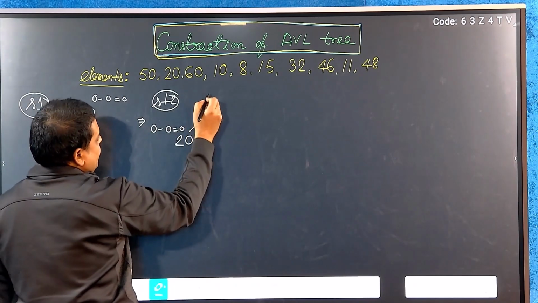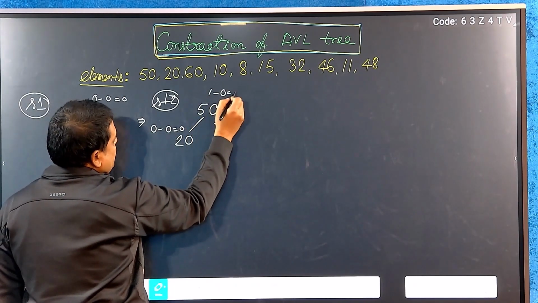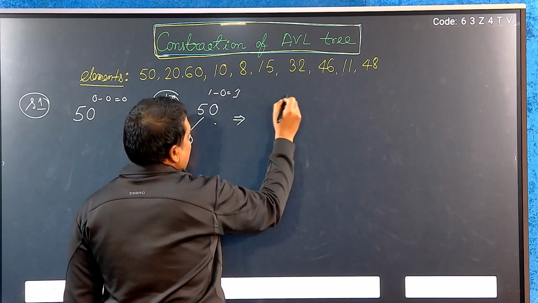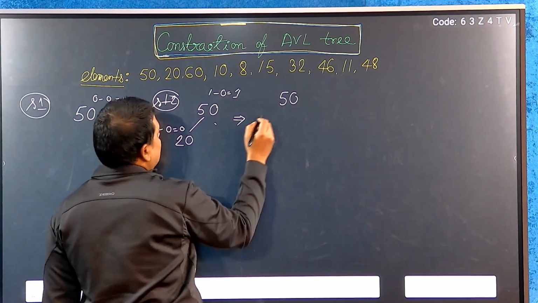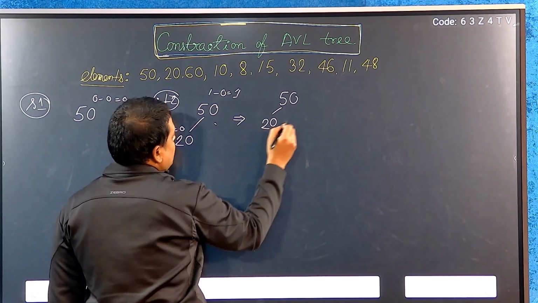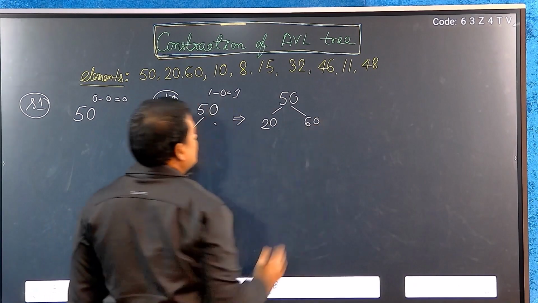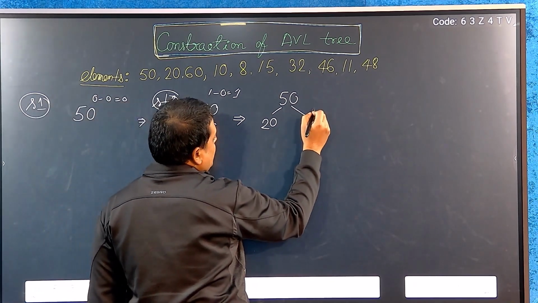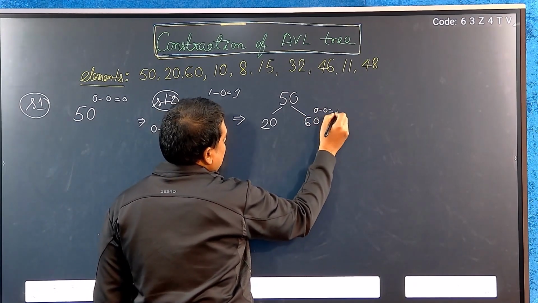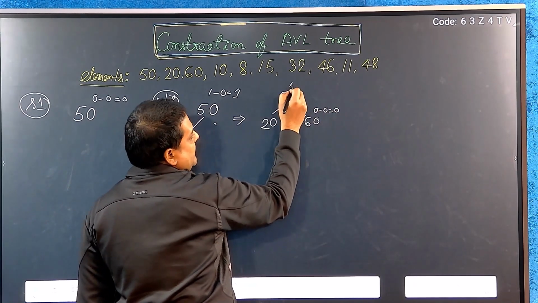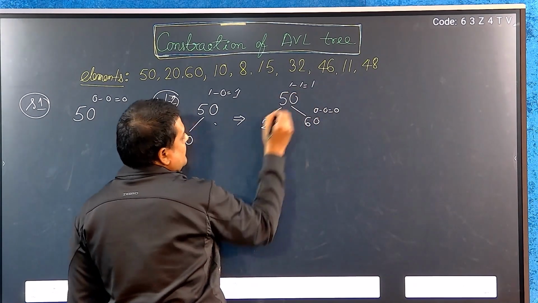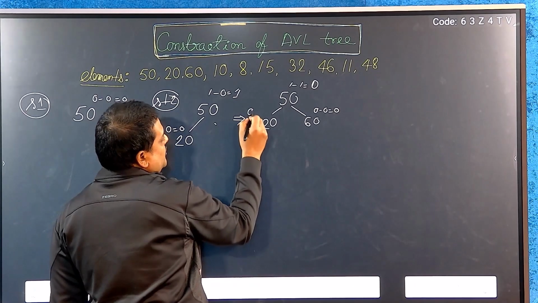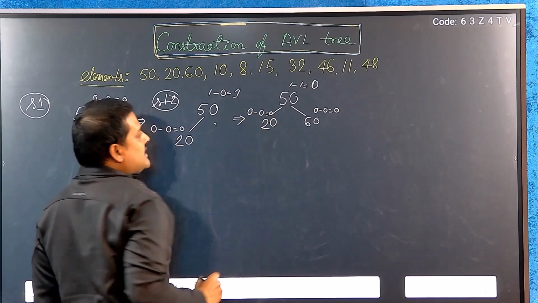For 50, what is the balance factor? 1 minus 0, this is 1. Then 50, then 20, then 60. For 60, what is the balance factor? 0 minus 0, this is 0. For 50, 1 minus 1, it is 0. For 20, 0 minus 0, it is 0. So, these are the balance factor values.